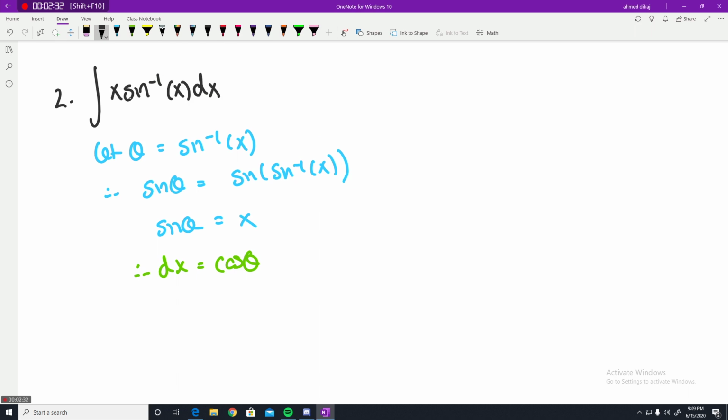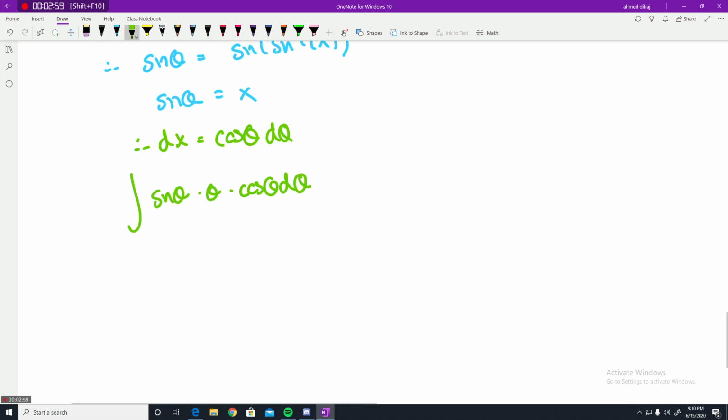By the way, I got dx is equal to cos theta d theta by taking the derivative on both sides of this function. So now we just substitute everything in. We know that x is sine theta, so we have the integral of sine theta, because x is sine theta. Now sine inverse of x is theta, so times theta, and then dx is cos theta d theta. So at this point, we now have the integral of theta sine theta cos theta d theta.